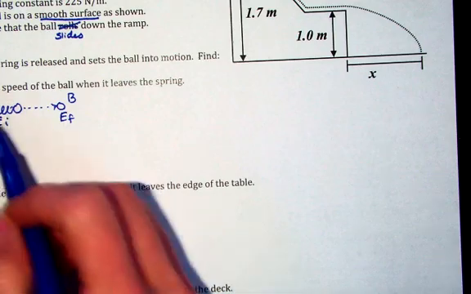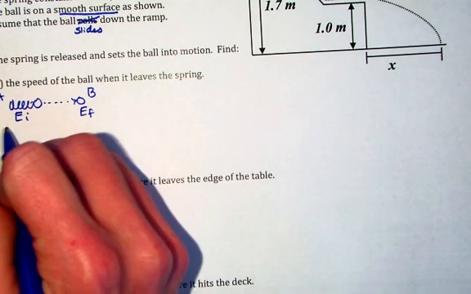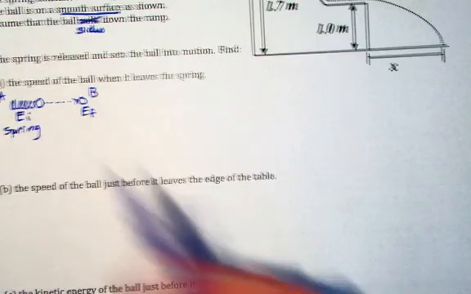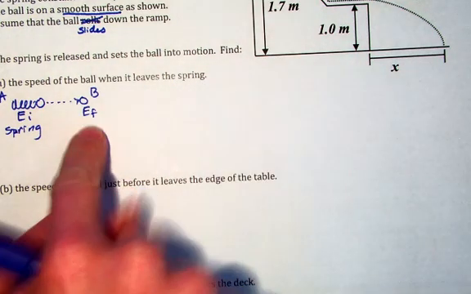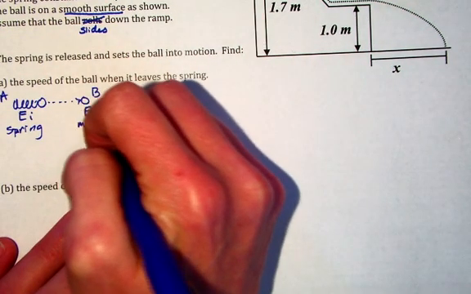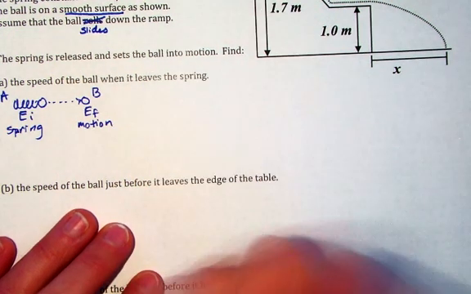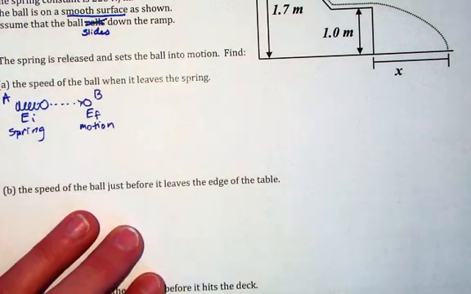So what do I have for my initial energy? I have the spring. Now obviously we start at rest, so what do we not have initially? Right, we don't have any motion. All right, how about final, what do we have? Just motion. Do we have any friction in here? No, we have a smooth surface for the whole problem, so we aren't going to worry about any non-conservative forces.